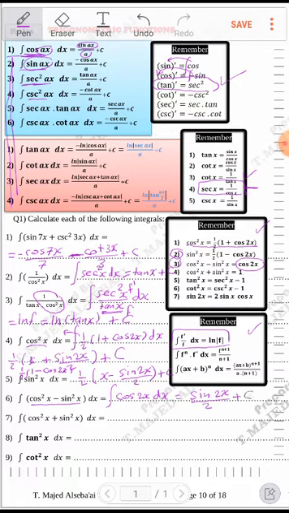The next, rule number 4. Cosine squared plus sine squared. This is it. It is 1. So what is the integration of 1? It is x plus c.